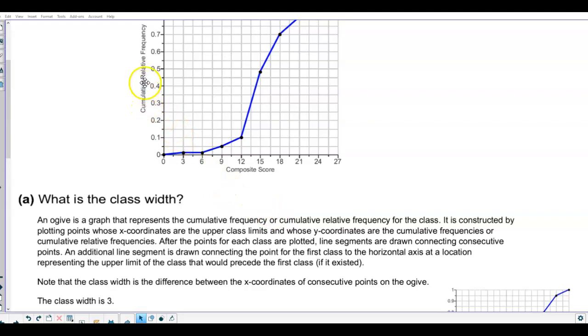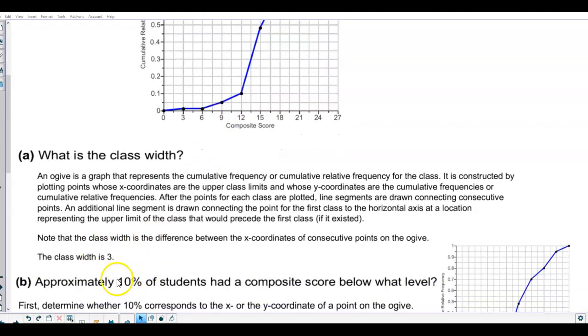So this is a cumulative relative frequency, as you can see here on the left part of the graph. And this is considered the composite score down here on the horizontal axis. So note that the class width is the difference between the x-coordinates of the consecutive points on the ogive. So therefore, 6 minus 3 is 3. 9 minus 6 is 3. So therefore, we can say the class width is 3.